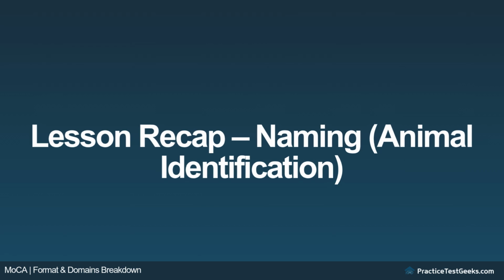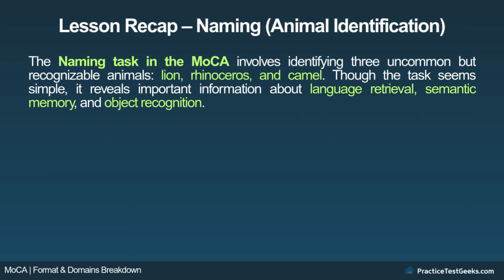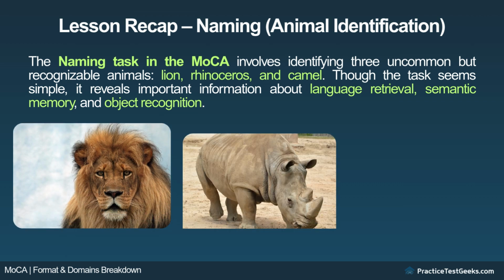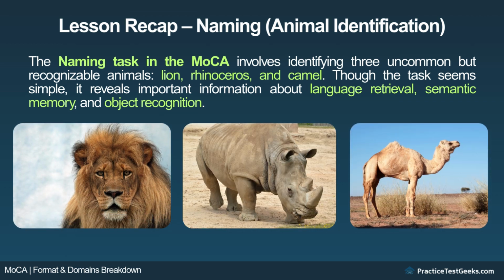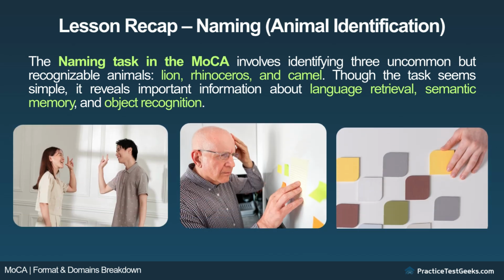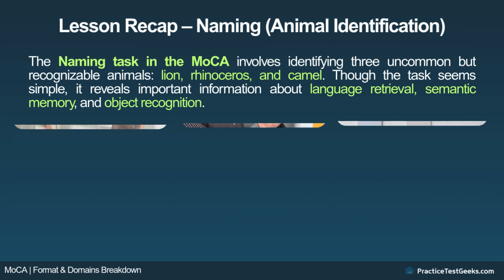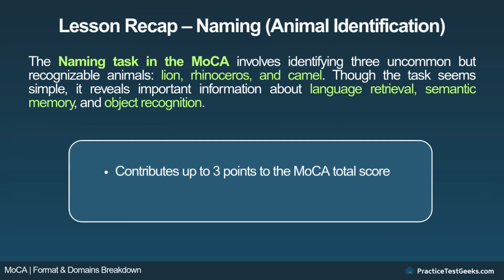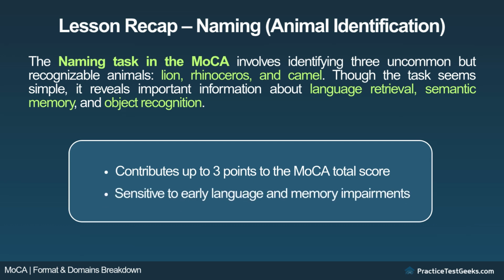Lesson recap. Naming, animal identification. The naming task in the MoCA involves identifying 3 uncommon but recognizable animals: lion, rhinoceros, and camel. Though the task seems simple, it reveals important information about language retrieval, semantic memory, and object recognition. It contributes a maximum of 3 points to the total score and is a sensitive indicator of early language and memory impairments. Mastering this task and understanding its scoring is essential, not just for passing the MoCA certification, but for accurately interpreting cognitive function in real-world settings.